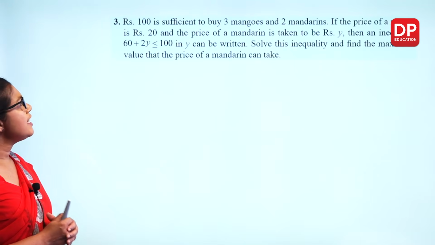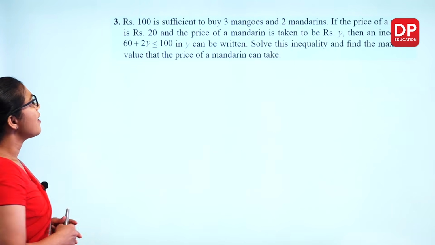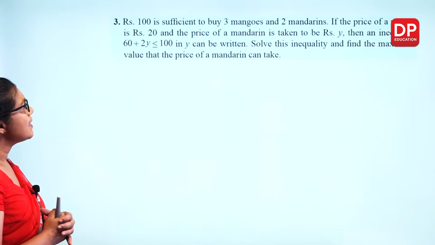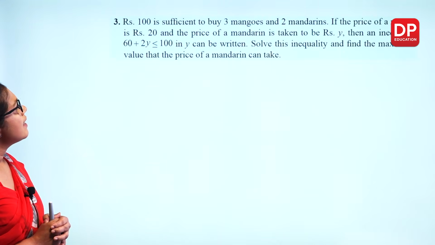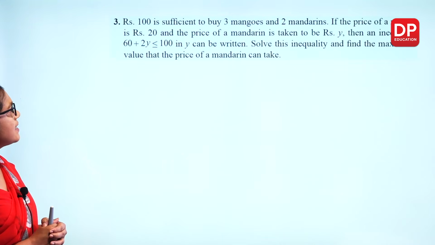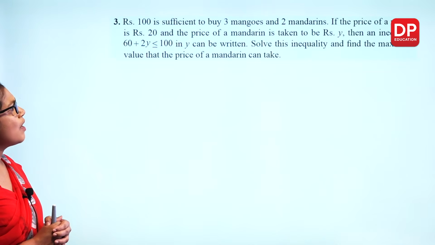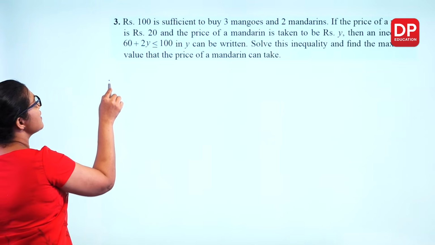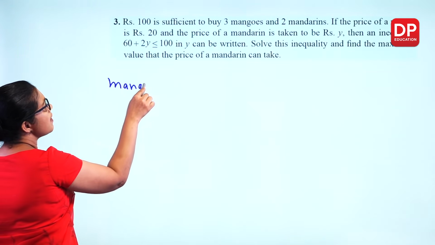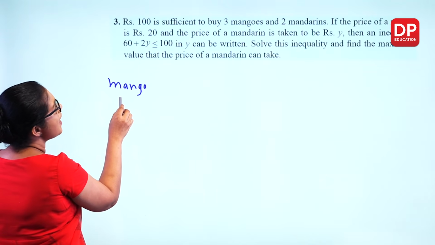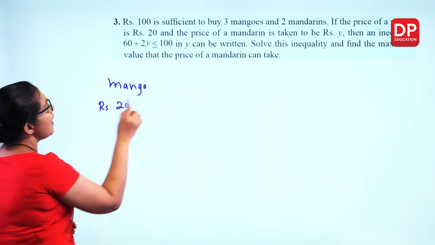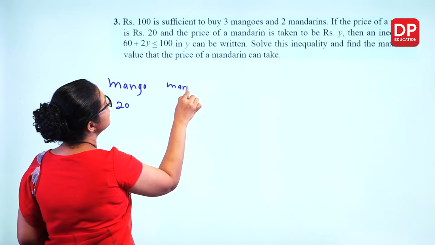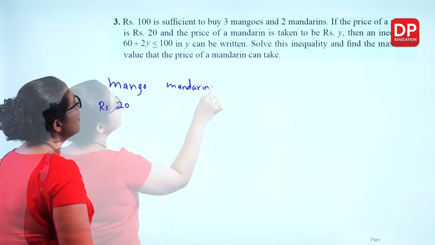So first you need to check whether you are getting this inequality. Now it says it's sufficient to buy 3 mangoes and 2 mandarins. So here they say the mango is 20 and the price of a mandarin is y. So here if you take this question, we'll write down separately. Mango, the price is 20 rupees and mandarin, y rupees.